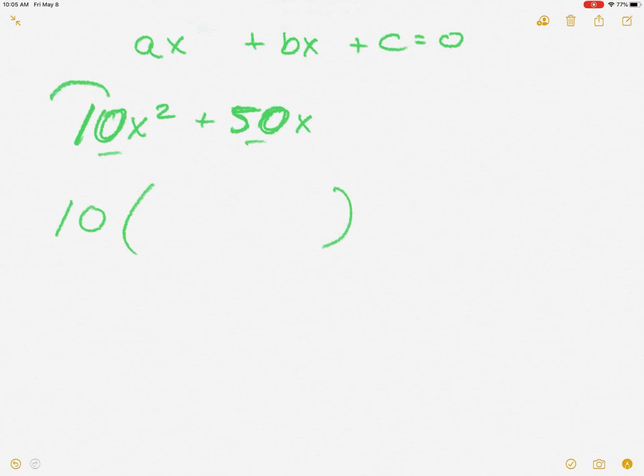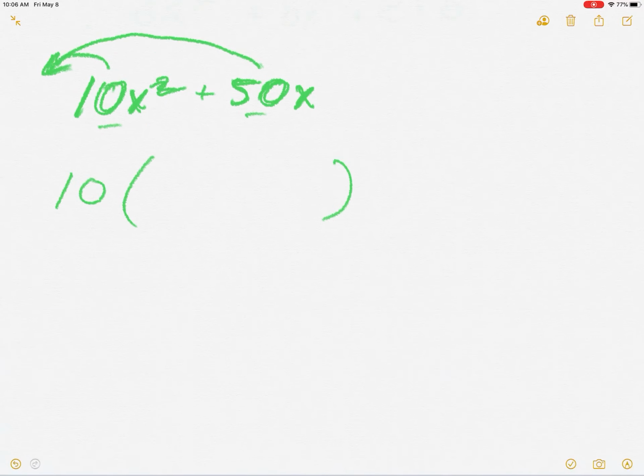We can pull 10 out of both the 50 and the 10 and put that on the outside of what will be in parentheses. All right, so that's our first common factor. Now we're going to look at our x squared and our x. Do they have something in common? And the answer is yes, they have a 1x that is common. So we can also pull out that x.